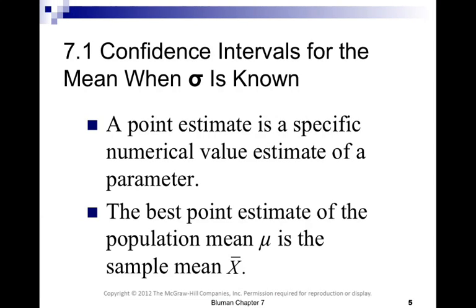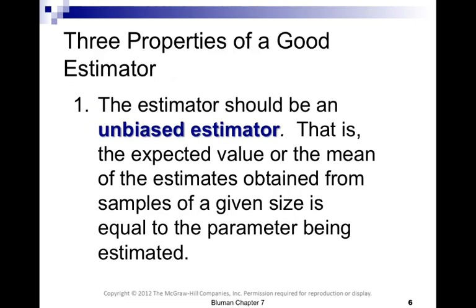So there are some things we need to know. A point estimate is a specific numerical value estimate of a parameter. The best point estimate of the population mean, mu, is the sample mean, x bar. So really we're going to be estimating, again, the mu with an x bar. So that's one thing we need to talk about.